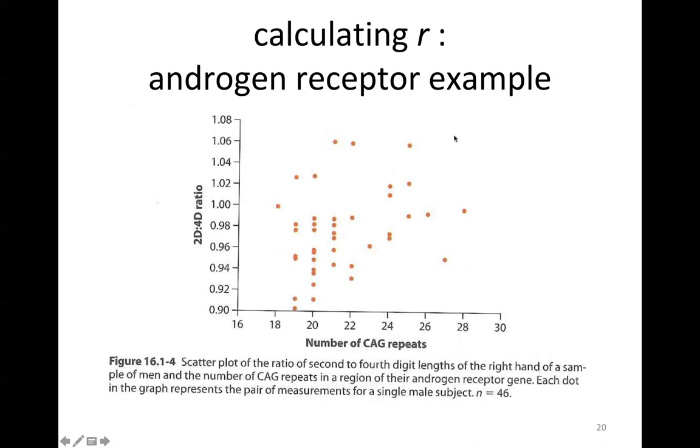If there's a relationship, it looks as if the higher the number of repeats, the higher the ratio. So you can think about how the number of repeats might be influencing the function of the protein. But that's a biology question. The question we'll try to answer in the biometry class is whether the relationship is reproducible or not, and how strong the relationship is.